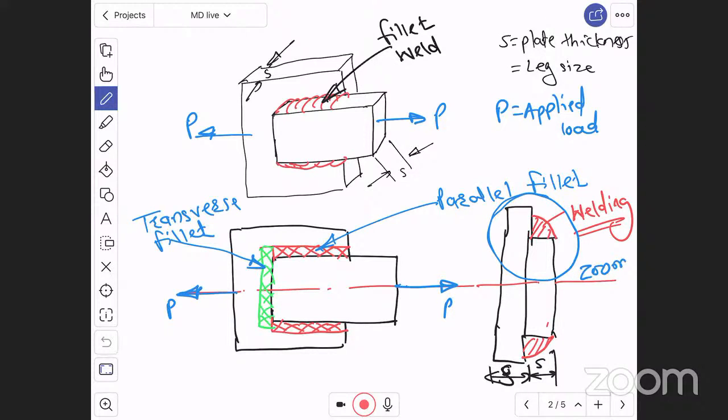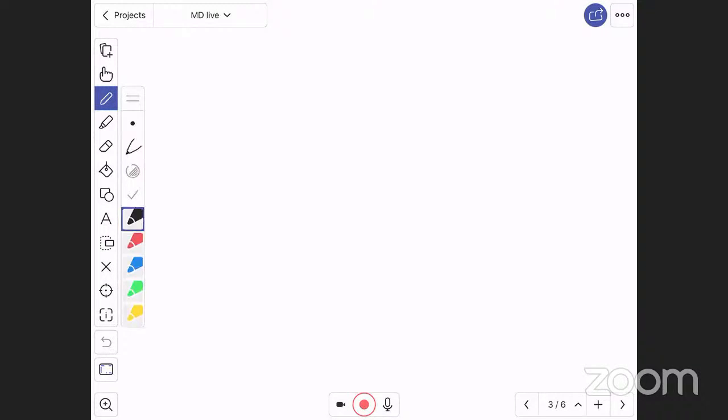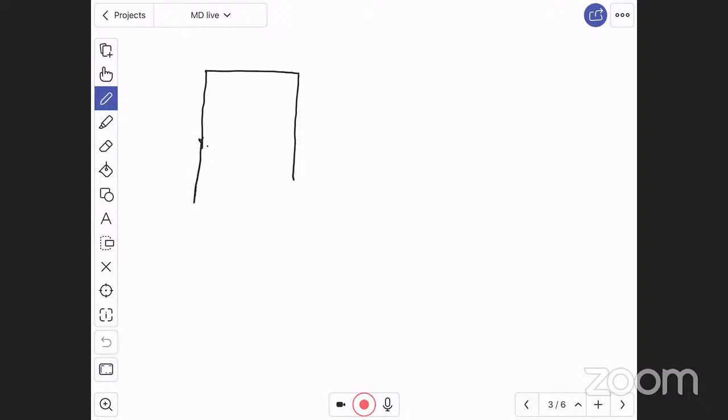Can you see the leg size for this welding? It is S, and vertical also S. If I zoom this, the width will be S, and the height will be S. Therefore, the welded portion will look like here. This is the one plate having plate thickness S.